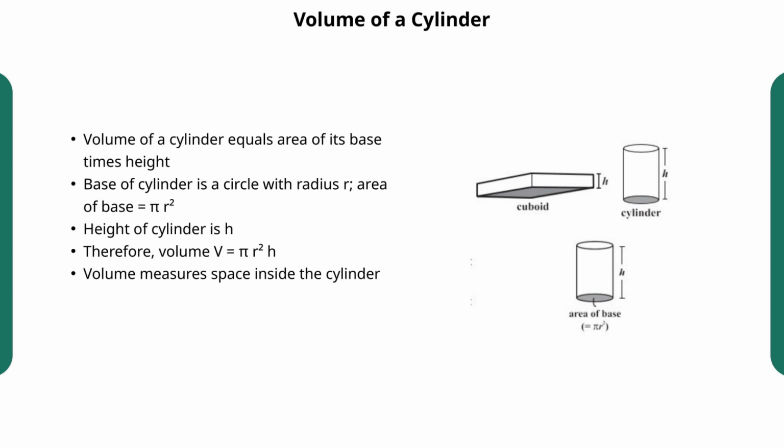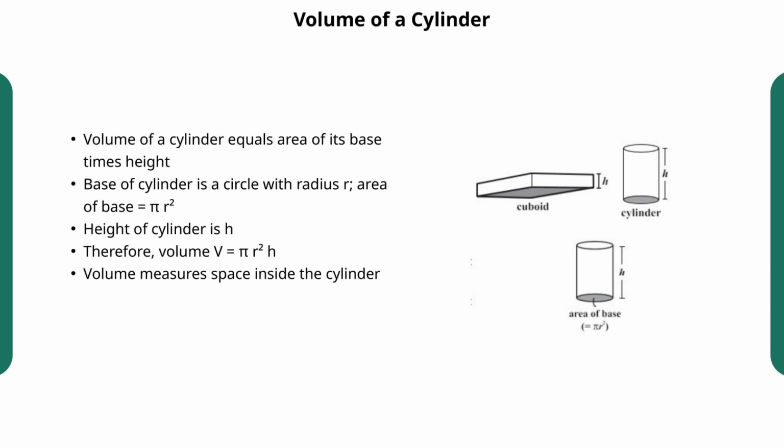Think of filling the cylinder with tiny circular discs stacked completely to the top. This gives a practical image of volume as the space occupied. Imagine a water tank shaped like a cylinder. Knowing this formula helps calculate how much water it can hold.